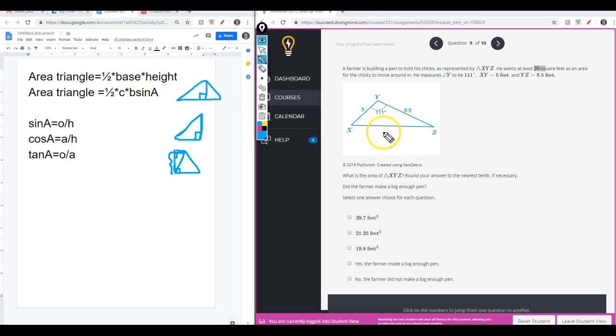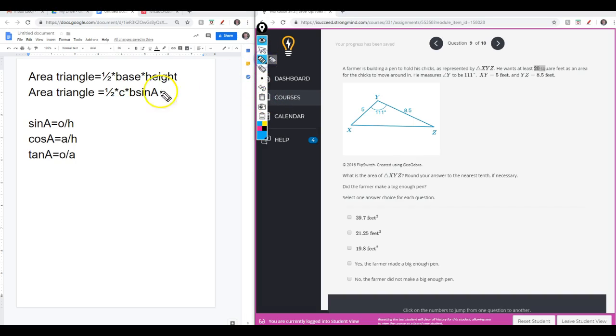So since I do not see a 90-degree angle right here, I'm not going to be using this 1/2 base times height triangle formula. So I'm going to be using this 1/2 times the length of C times the length of B sine of A. Now you can go to question 6 if you want for the explanation of this connection, or you can just run with this.